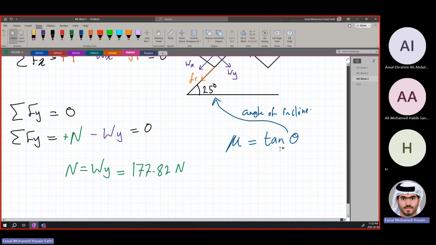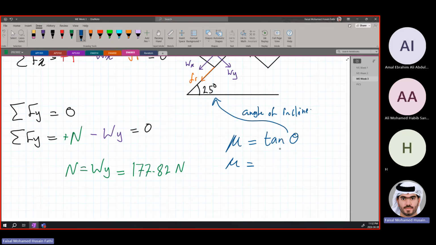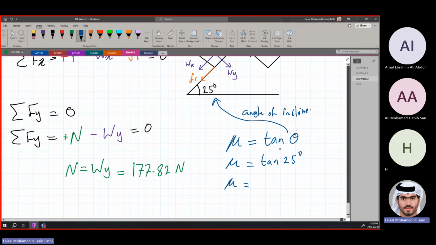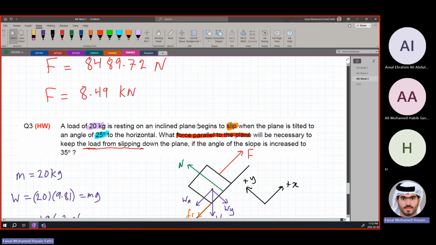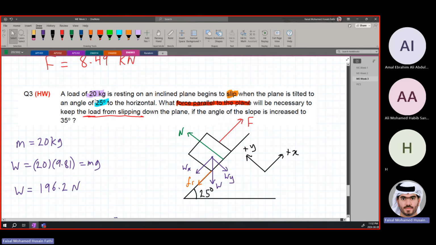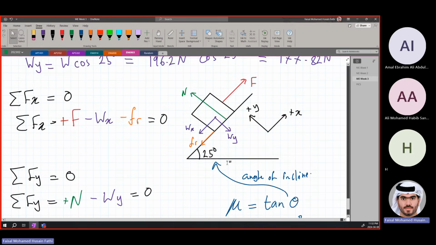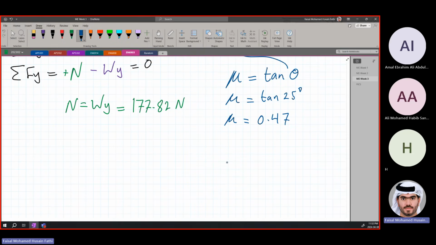Mu is equal to tan theta, so mu is equal to tan of 25 degrees. So mu is simply going to be equal to tan of 25, which is 0.47, and it's unitless. Okay, so this is how you will find your mu in the case when they say the plane begins to slip when the plane is tilted. It means that at this angle it starts slipping, so at this angle we're going to find the mu depending on the tangent of that angle. Okay?